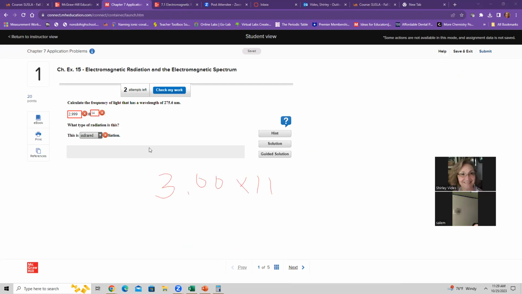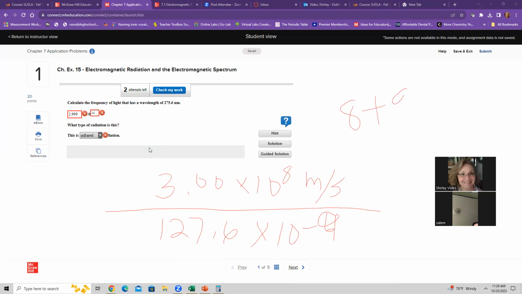127.6. Okay, so hold on. 3.00 times 10 to the 8th meters per second divided by 127.6 times 10 to the negative 6, because nanometers, no, it's 9. Duh. See, there I go again. I did it again. That's why it's wrong. That's 16. Okay, I told you 8 plus 9 is 17, right? Okay, so whatever you're going to get, the answer is going to be to the 17th.